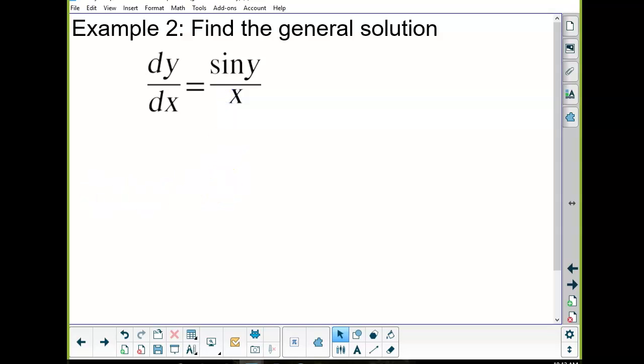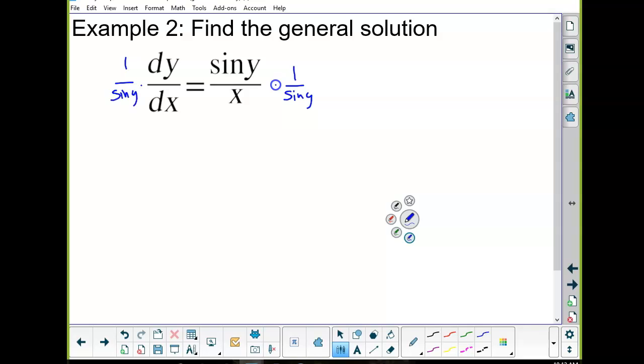Okay, so what do we need to do? We need to separate. Anything with a y needs to be moved over. So you don't have to show this step. You can just say, yeah, let's just move it over. So 1 over sine y, 1 over x, yes. I like the spacing there.